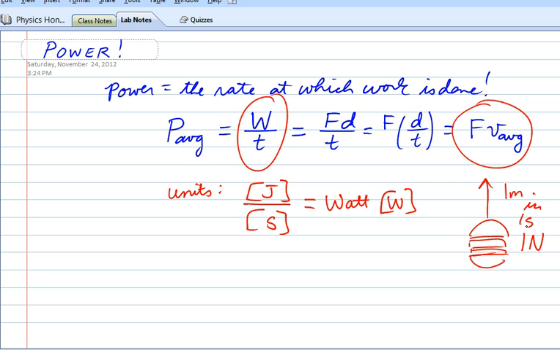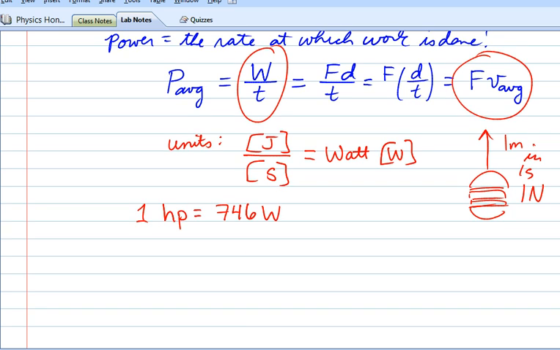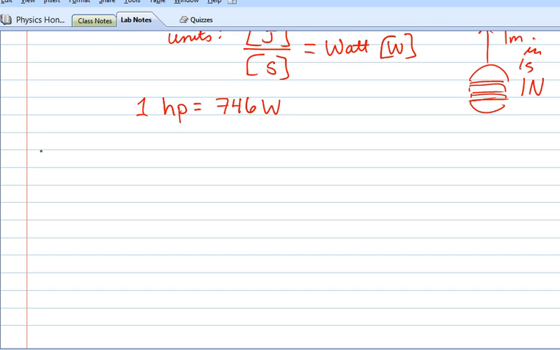Another common unit for power is the horsepower. 1 horsepower is the same thing as 746 watts, and sometimes we make use of this. For example, let's do an example problem. This is number 103 on page 175, and this is a plane taking off.